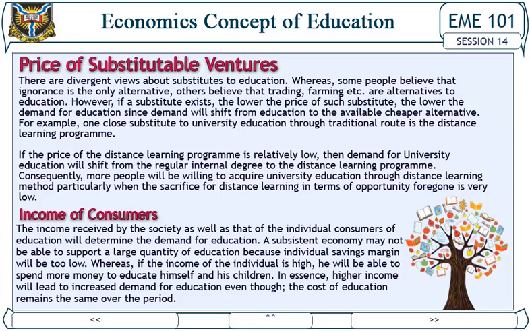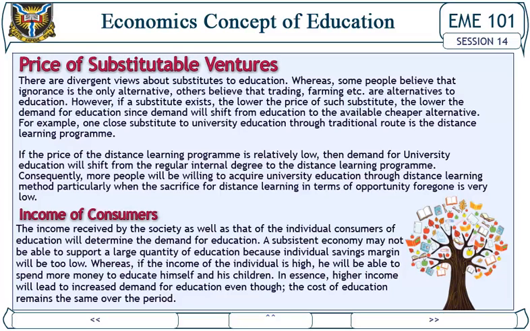For example, one close substitute to university education through traditional routes is a distance learning program. If the price of the distance learning program is relatively low, then demand for university education will shift from the regular internal degree to the distance learning program. Consequently, more people will be willing to acquire university education through distance learning, particularly when the sacrifice for distance learning in terms of opportunity forgone is very low.